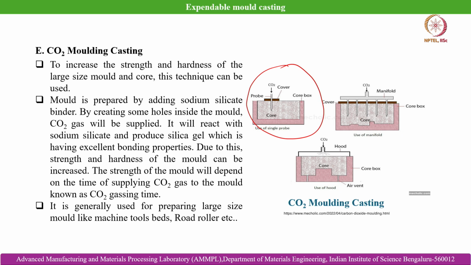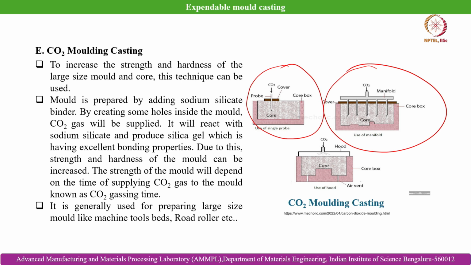In this case, the mold is prepared by adding sodium silicate binder to the sand. By creating some holes inside the mold, carbon dioxide gas is supplied. You can see the carbon dioxide gas supplying mechanism in this schematic. It will react with sodium silicate and produce silica gel within the mold, which has excellent bonding properties. Due to this, the strength and hardness of the mold can be increased significantly, and the strength of the mold will depend on the time of supplying carbon dioxide gas to the mold, known as CO2 gassing time.